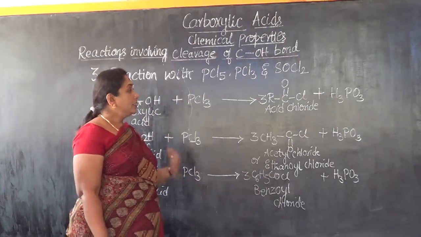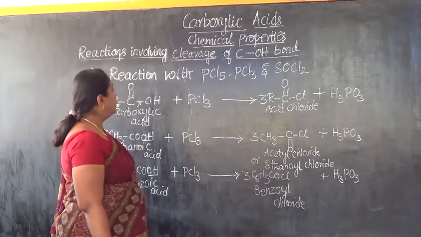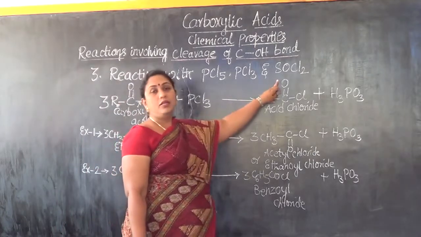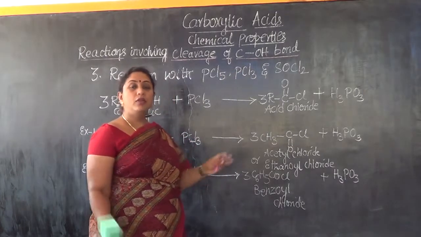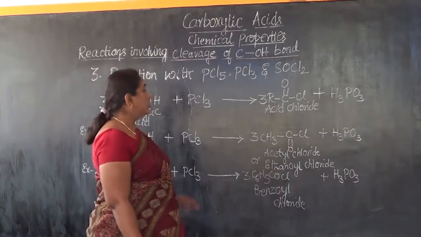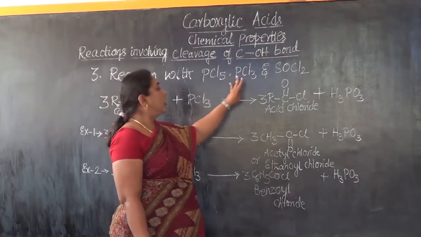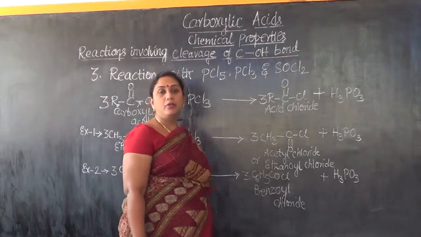Okay. In the next video I will be continuing with the reaction of carboxylic acid with thionyl chloride. Watch that also. That will make a complete set of reactions with phosphorus pentachloride, phosphorus trichloride and thionyl chloride.